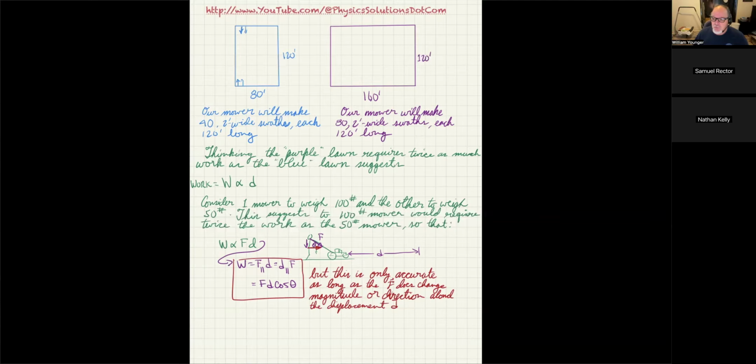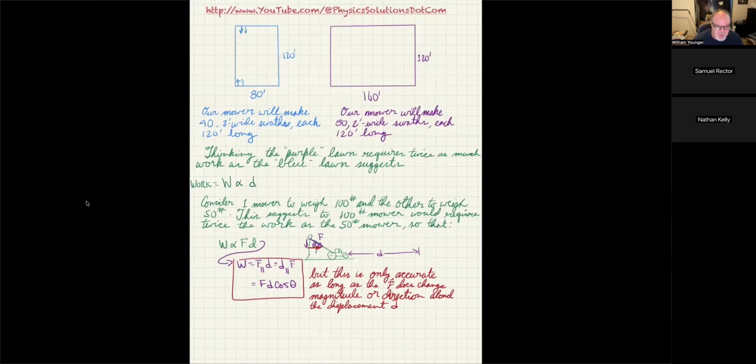criteria. If I wish to take into account the fact that the force could change, the angle that the force makes with the displacement vector could change, I'm going to show you how to deal with that a little bit later. But right now, we're going to go ahead and use this to work out some physical problems where we can calculate work just to give you an idea.